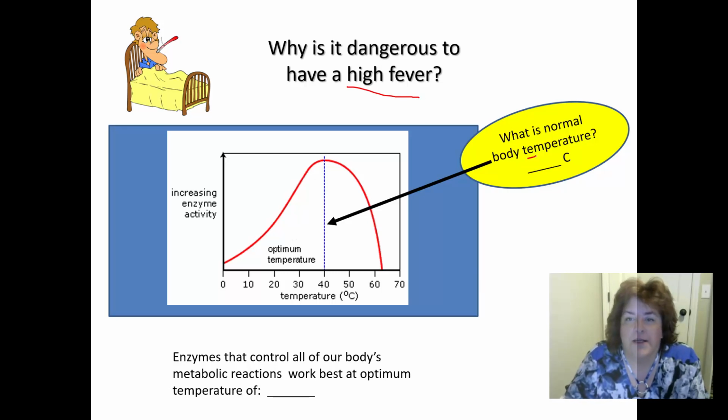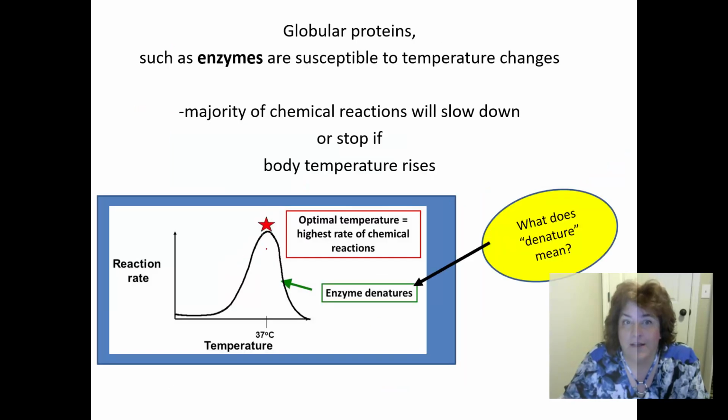So normal human body temperature in Celsius is 37 degrees, and most of our enzymes are set to work at that. They like 37. So if it's not at 37, if it gets too high, the enzymes are actually going to denature and they will not be active anymore. So it's very dangerous for our body to be at the wrong temperature for too long a period of time.